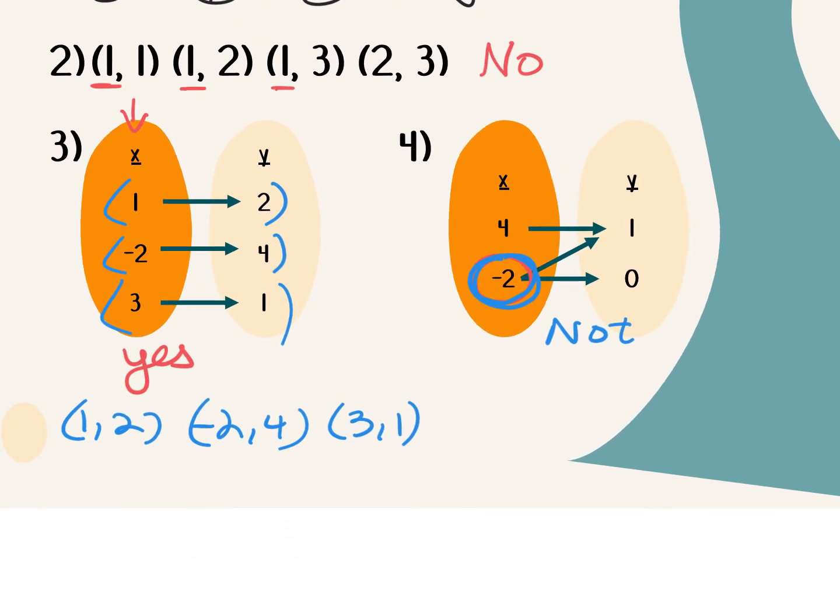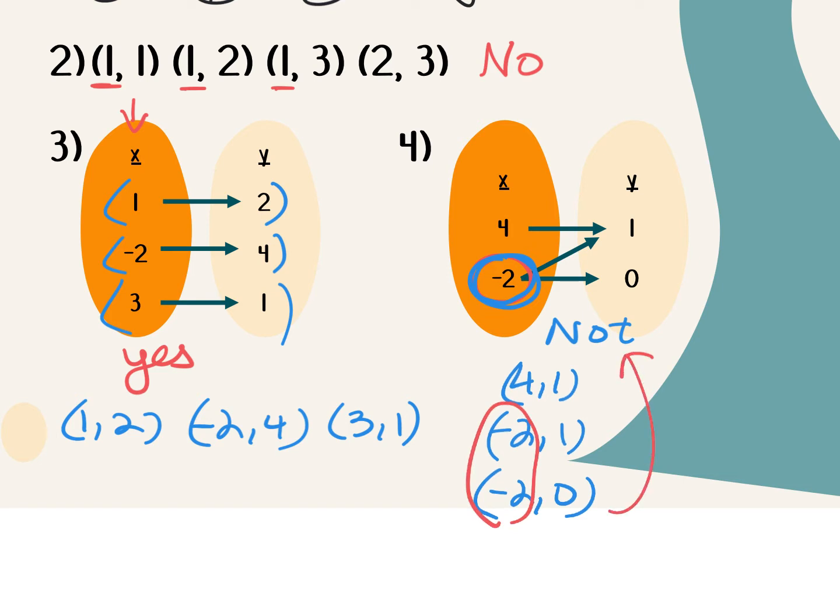Same thing here. I could list this as 4, 1. But then when I get to the 2, it's mapping to the 1. And the -2 is also mapping to the 0. So notice how the -2 repeats. This is why this is not a function.